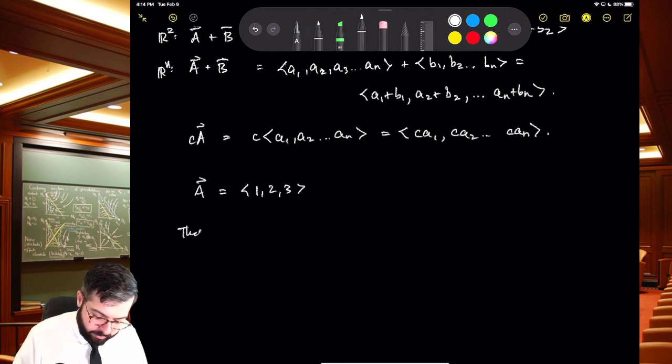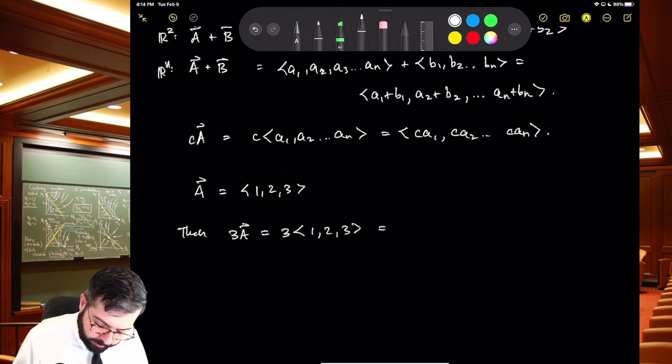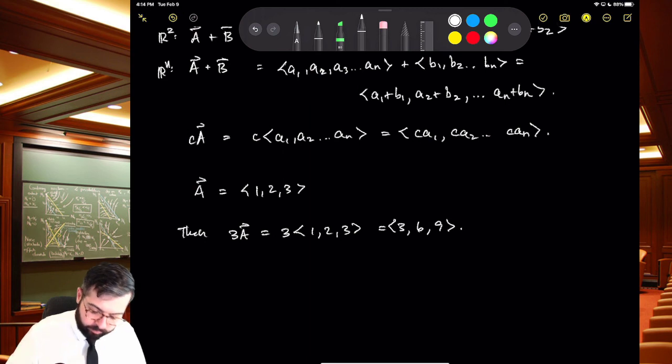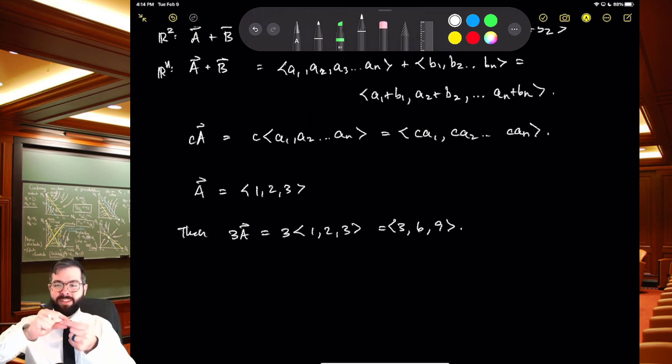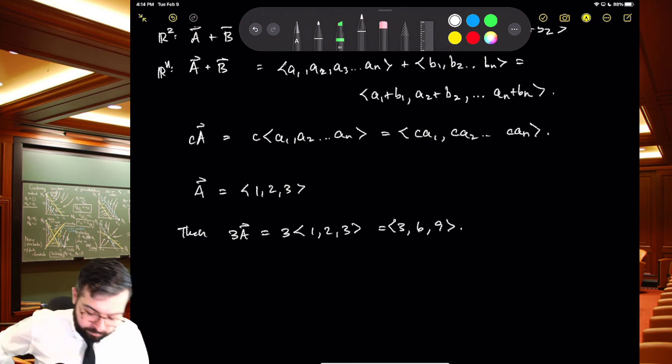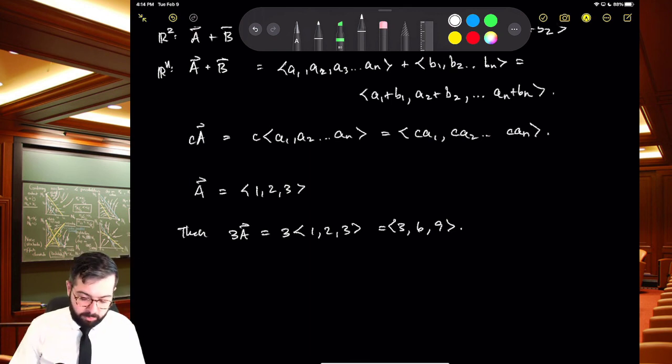Then 3 times A is 3 times 1, 2, 3, which becomes the vector 3, 6, 9. Okay, so you can see how it will keep the direction of A, but just scale up its magnitude by scaling up its ingredients of I, J, and K, or X, Y, and Z components.